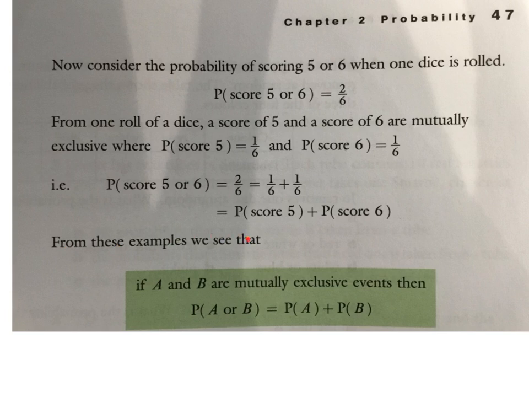From these examples, we can see this statement here. If A and B are mutually exclusive events, then the probability of A or B equals the probability of A plus the probability of B. It's really important to know that this formula only works if the events are mutually exclusive. If there's an overlap, if A and B can happen at the same time, this is not true. Can you put that into your notes? I think that'll be enough to have that green section there.